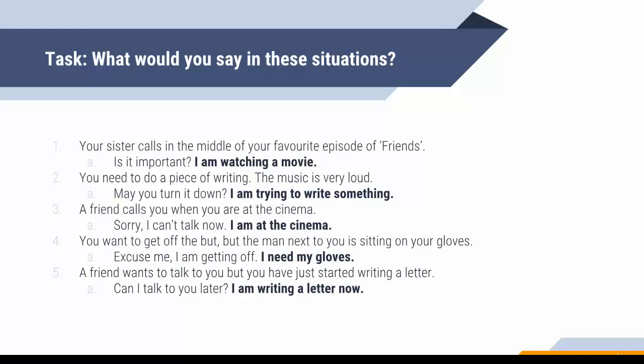Number 4. You want to get off the bus, but the man next to you is sitting on your gloves. Excuse me, I'm getting off. I need my gloves. I need something. Present simple, because the verb need is a stative verb, so it can't receive the ing form. You can't say I'm needing. A friend wants to talk to you, but you have just started writing a letter. Can I talk to you later? I'm writing a letter now. Now, present continuous. The verb to be plus the verb plus ing.